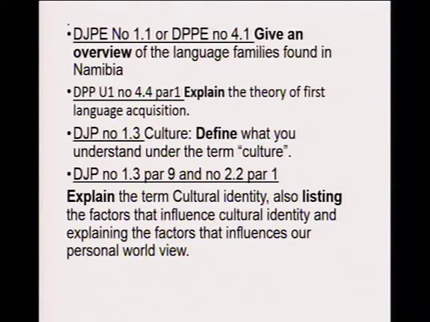DJP 1.3 paragraph 9 and number 2.2 paragraph 1. Explain the term cultural identity. Now first you have to explain the term. Put the facts down, give an explanation on each. And then also listing the factors that influence cultural identity. Now, listing means only make a list underneath each other. Only write down the factors. There you don't have to explain anything.